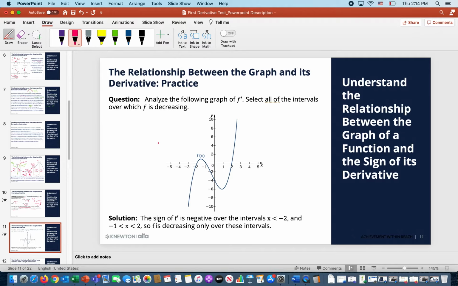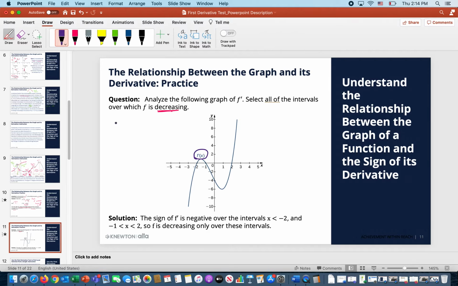So we're asking a similar question. We're asking about increasing, decreasing, right? In this case, we're asking about the intervals over which the function is decreasing. But what I want you to notice is this thing right here. We're not looking at the function, we're looking at the derivative of the function. Okay, so right here, we're looking at f prime.